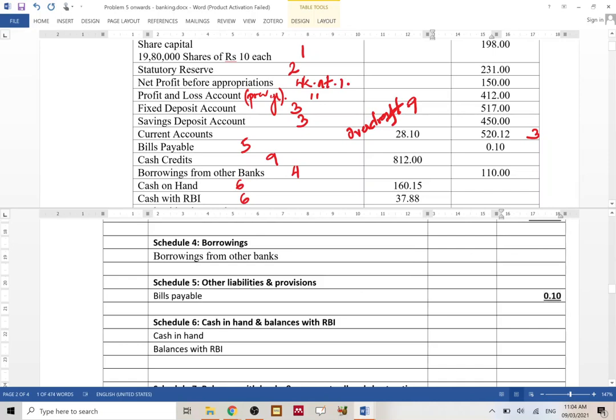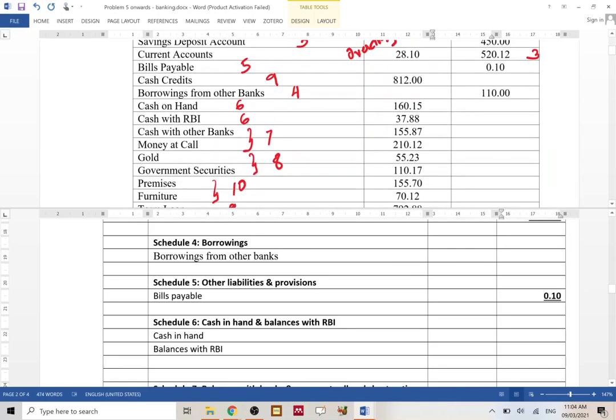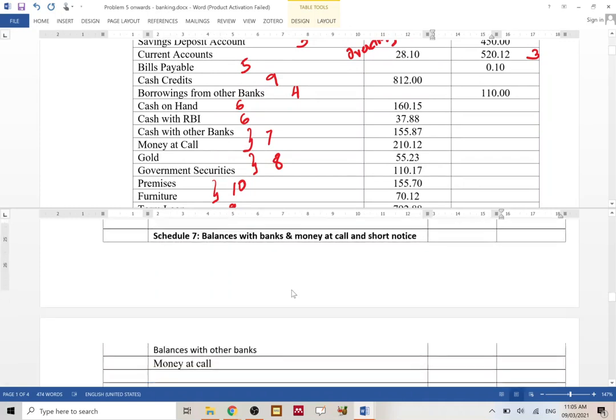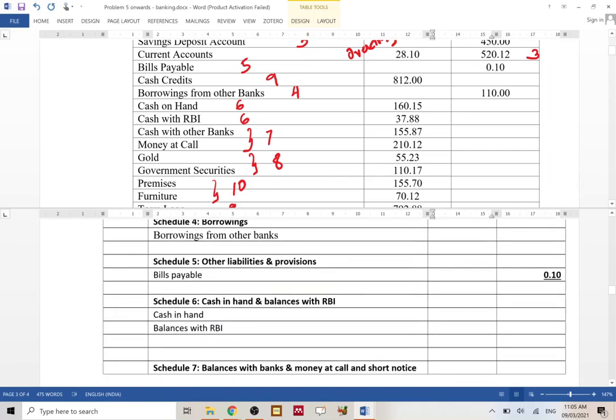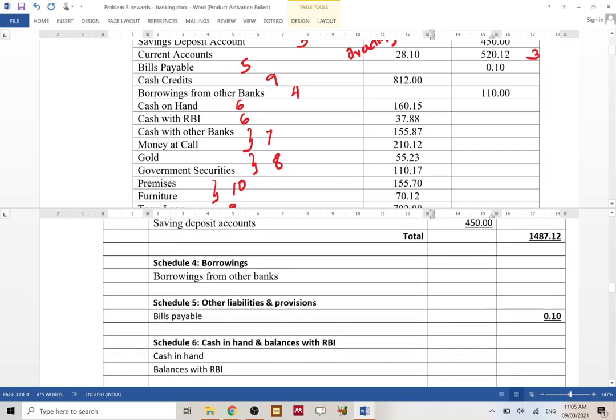0.10. Then cash credits, going in this order, 812, and we said cash credits go to schedule 9, right? So over here it is 812. Done. Then borrowings from other banks, under our liabilities, schedule 4, amount is again directly outside, 110.00, 110 lakhs, borrowings from other banks.